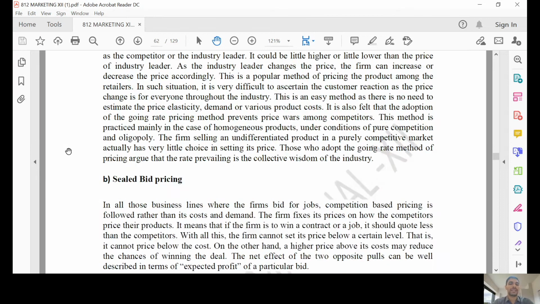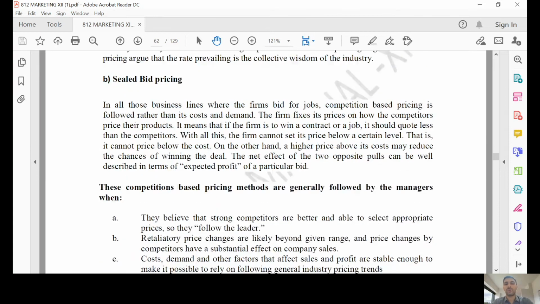Sealed bid pricing, next category, sealed bid pricing. So sometimes bidding is happening, like for a government work and all. If the government is constructing a road, bridges and all, they will invite contractors. Contractors will submit their quotation in sealed cover. That is why it is called sealed bid pricing, sealed cover.